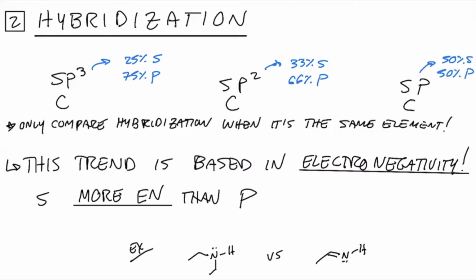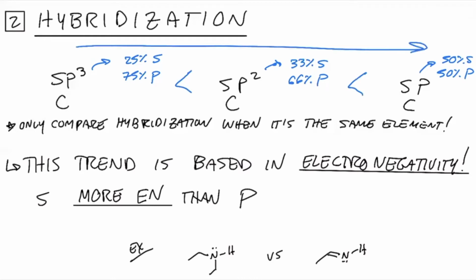So when we look at it in terms of percentage of s character, we can find that our sp3 orbitals are the least electronegative, right? So our electronegativity increases going this way. So sp orbitals are going to be more electronegative and therefore more stable when they have to hold on to something like a negative charge, right? Electronegative atoms or orbitals want negative charges. So let me write that here in a different color.